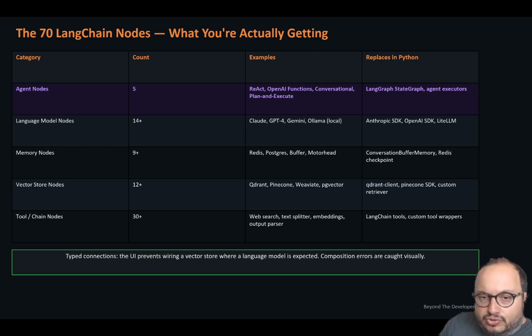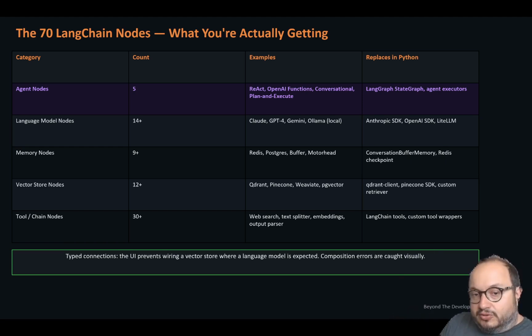Vector store nodes, 12 or more: Qdrant, Pinecone, Weaviate, Supabase PG Vector, Redis Vector. We will connect the Qdrant collection from the hybrid search series in episode 3. That episode is a direct bridge between the 2 series, by the way.